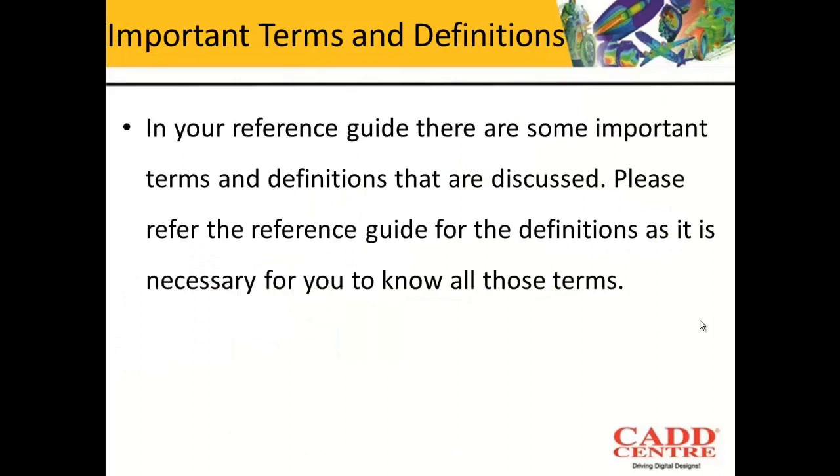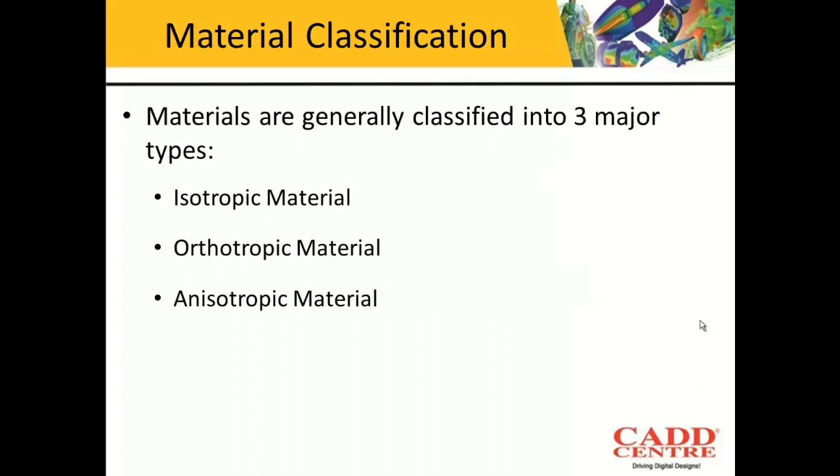There are some more important definitions and terminologies given in your reference guide, which are related to your basic engineering concepts. So kindly go through the reference guide to revise all these definitions once again. Next, we will be talking about the types of materials. In engineering, the materials are classified into three major categories, that is isotropic material, orthotropic material, and anisotropic material.